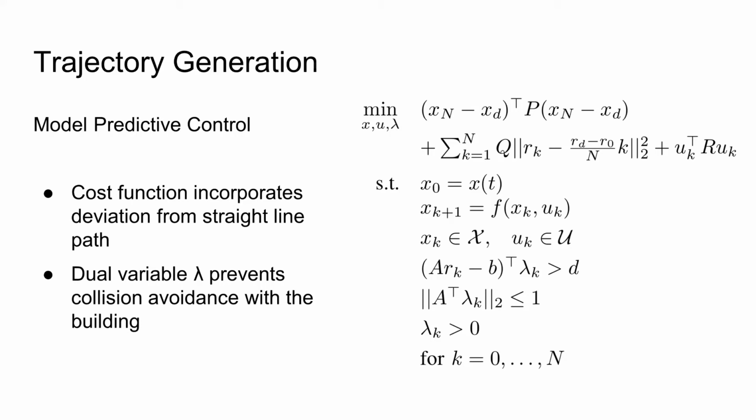An additional dual variable lambda is introduced to prevent collisions between the quadcopter and the building, which is defined as a polytope given by the matrix A and the vector b. The formulation we use ensures that the quadcopter will always remain a distance d away from the building at all times.